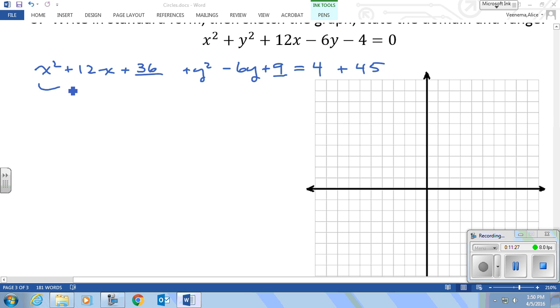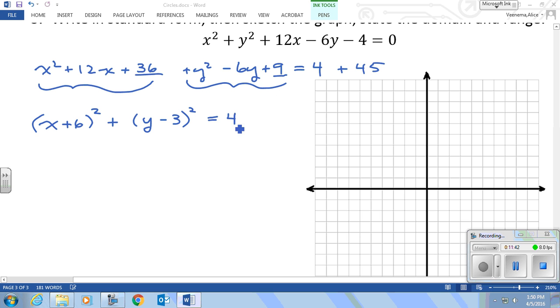So now we can factor this part and this part into perfect squares. So we get x plus 6 squared plus y minus 3 squared equals 49. And this is now in standard form, so that we can see that the center of this circle is negative 6 and positive 3, and that the radius is equal to 7.